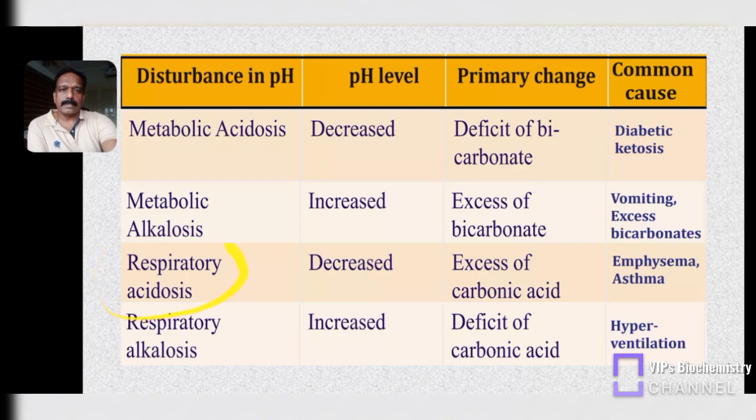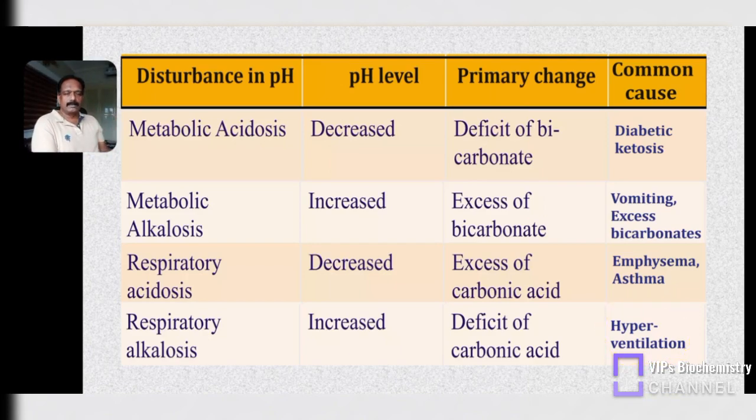And here, respiratory acidosis is when the pH level is decreased, less than 7.4. This is due to excess carbonic acid, which means carbon dioxide is retained. It is mostly a result of obstruction of respiration, as happens in conditions like emphysema or asthma. And finally, respiratory alkalosis is when the pH level is increased, more than 7.4. There is a deficit of carbonic acid, a deficit of carbon dioxide in blood, and this is usually caused by hyperventilation.